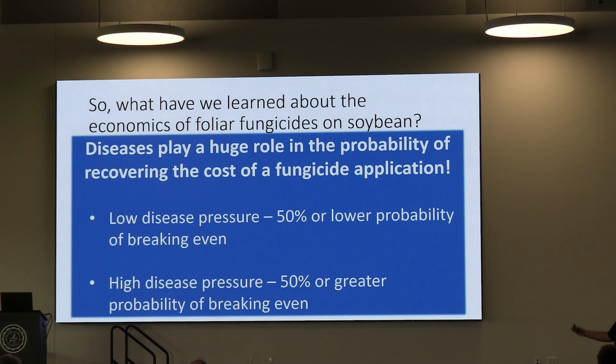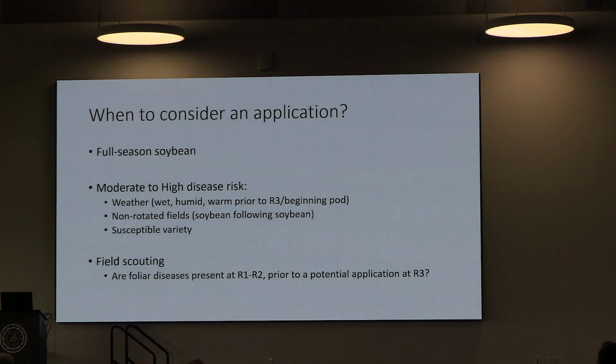And this is not rocket science here, but disease does play a huge role in the probability of recovering your cost in a fungicide application. So low disease pressure, it's like flipping a coin, 50% or lower. When we have high disease pressure, we're really increasing those odds of being profitable. So those are the things you have to think about. So when to consider an application, I would say full season.